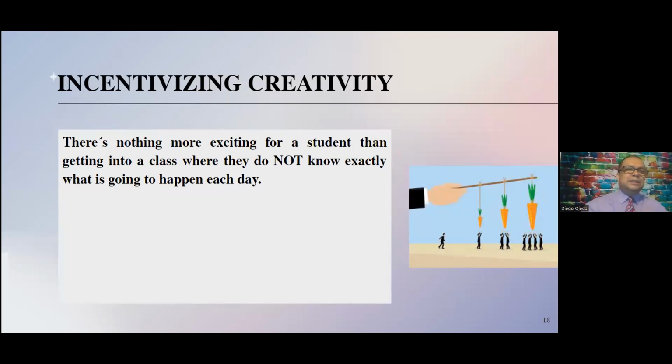Incentivizing creativity. There's nothing more exciting for a student than getting into a class where they do not know exactly what's going to happen each day. But it's so funny, because we get upset when the student asks, what are we doing today in class, Señor Ojeda? And we get upset, like, what do you mean? We're going to learn Spanish today. This is a Spanish class. We are not listening to what they are asking.